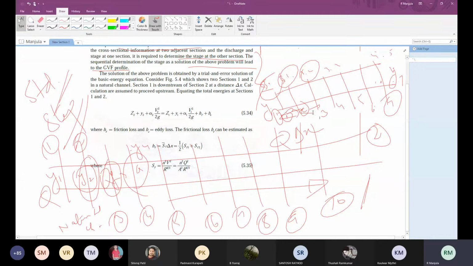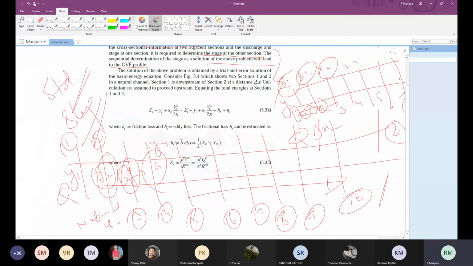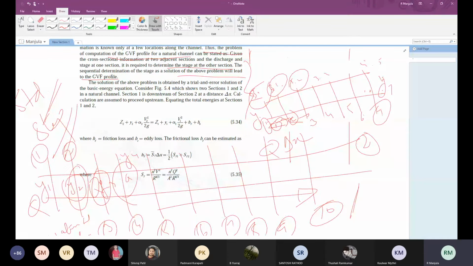So with that you will be able to find out and draw the profile. Am I right? This is what we have done previously for the prismatic channel using the direct step method, using the same differential equation for gradually varied flow. But if you take the standard step method, you are taking two adjacent sections, and with those sections you are going to find out the neighboring depths Y2, Y3, Y4, Y5, Y6, Y7. Like that you are going to find out the neighboring depths. That was the difference between the standard step and the direct step method.